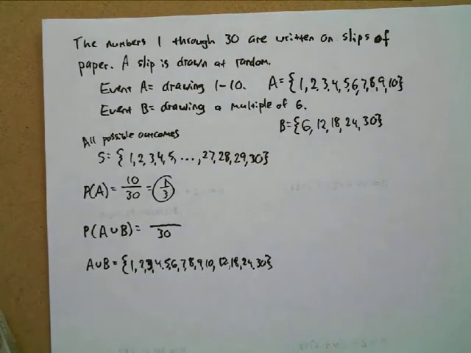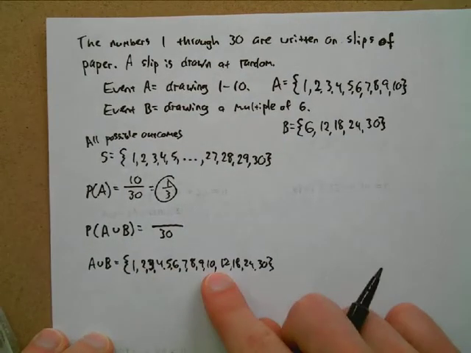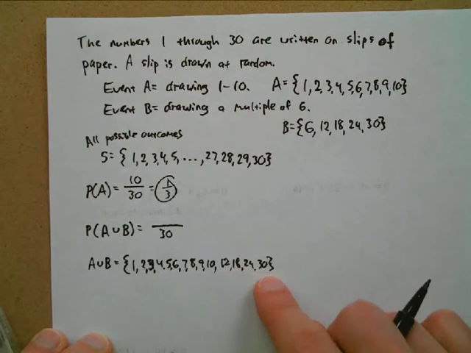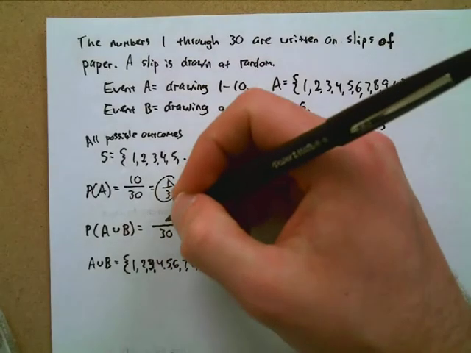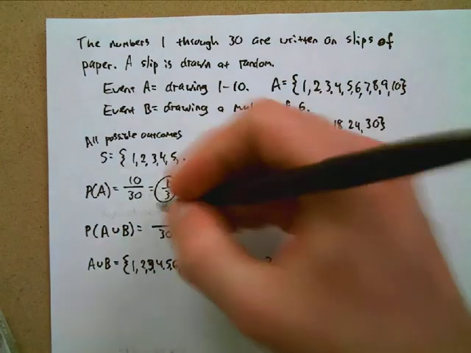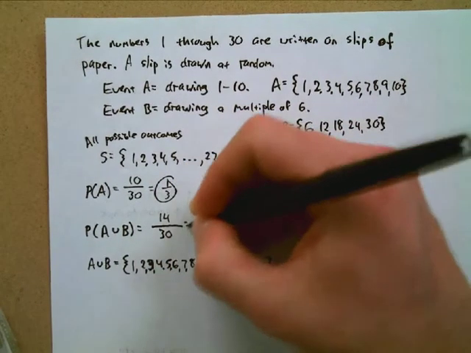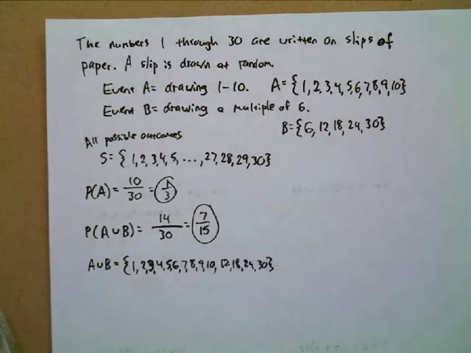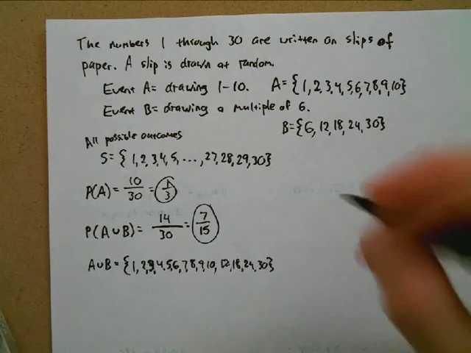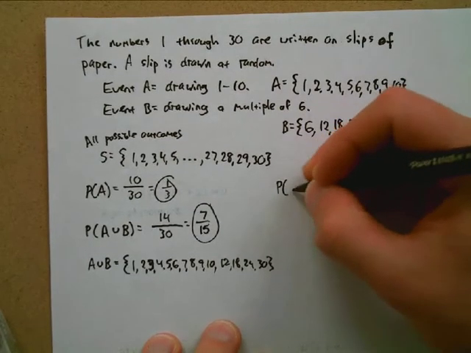How many elements are in A union B? Well, there's 10 here, 11, 12, 13, 14. I count 14. Well, 15 would be right if you counted the 6 twice, but remember that 6 repeats, so we only want to count it once. So it's 14 out of 30, which simplifies to 7 out of 15. All right, let's do 2 more here. The probability of A intersect B.